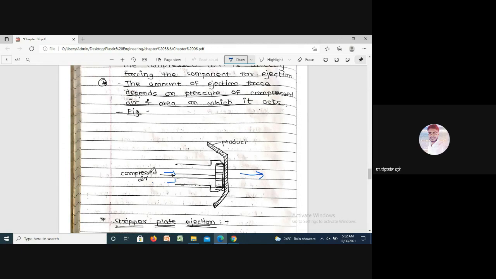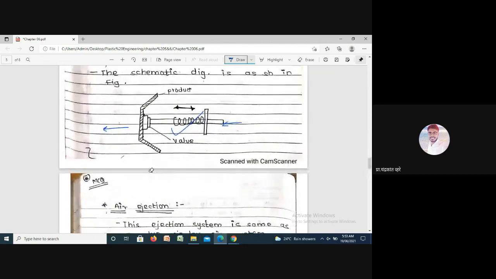In maximum cases we use this ejection system at the bottom mold, but in some cases, if the part is of circular shape, we need to install this ejection system on the upper side also, and on the lower side also. This should be kept in mind. So this is all about the ejection system.